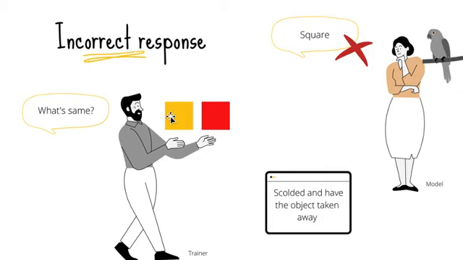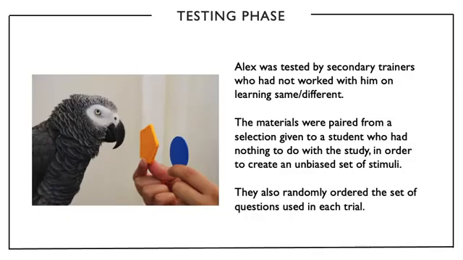You see how they were always given two objects, a pair. So here the materials used in the testing phase were paired from a selection given to a student who had nothing to do with the study. So it was chosen by a student in order to create an unbiased set of stimuli. We don't want to use materials that we used in the training phase because that will be too easy, it will be biased.